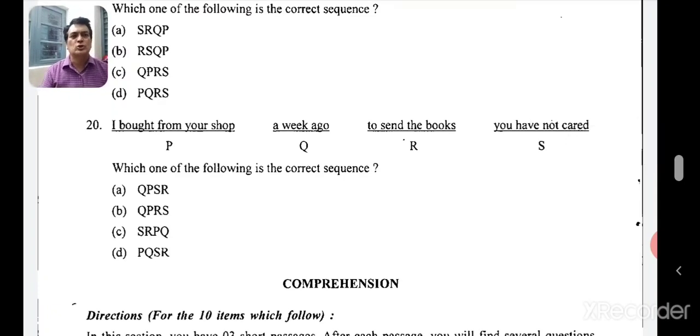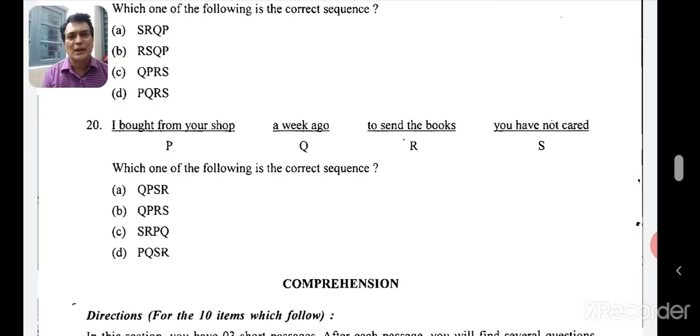I bought from your shop a week ago to say in the books you're not cared. I bought from your shop. You are not care to say in the books I bought from your shop a week ago. You have to start with S only. You are not care to say in the books, S or PQ. You are not care to say in the books I bought from your shop a week ago. So this will be the right sentence. S or PQ. So C is the right answer.